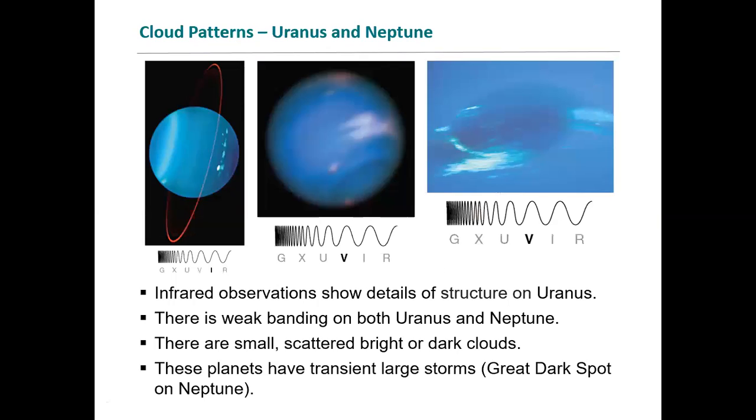The cloud patterns on Uranus and Neptune are also sort of subdued as well, because you've got, again, another layer of atmosphere with very little cloud formation. And then you go deep through that hazy atmosphere before you actually run into cloud formation. So we don't get to see quite as much. Infrared observations show details of structure on Uranus. There's weak banding of both Uranus and Neptune. There are small scattered bright or dark clouds, and those planets have transient large storms. So storms appear and disappear. Again, they're just a little harder to see. Of course, all the outer planets, remember, they also have rings, but they're a lot more wispy than the ones that Saturn has.